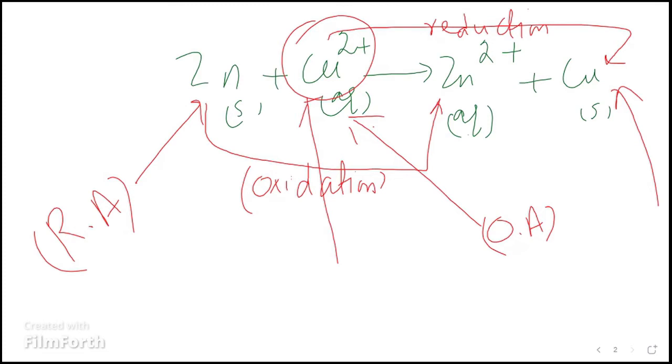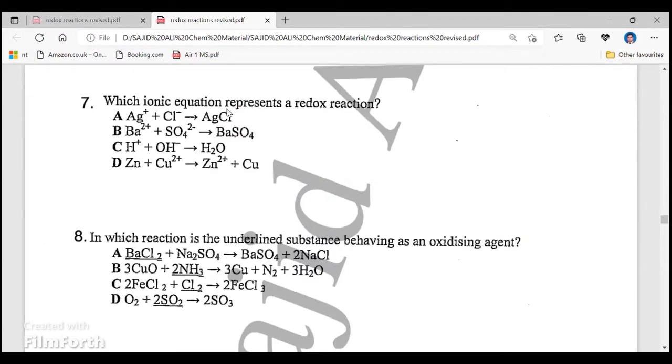From this worksheet, which ionic equation represents a redox reaction? The answer is D, and I have already explained it in detail. And question number 8: in which reaction does the underlined substance behave as an oxidizing agent? An oxidizing agent is one that causes the oxidation of another substance.